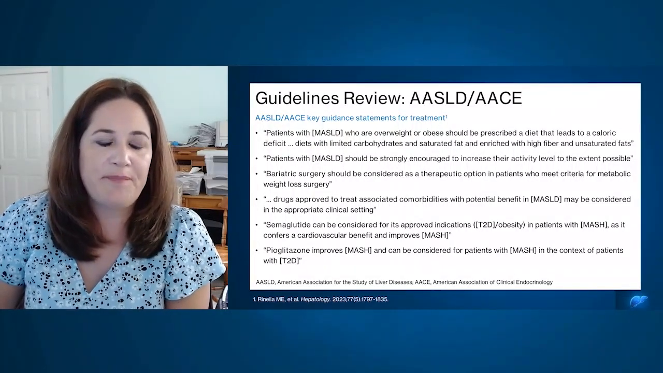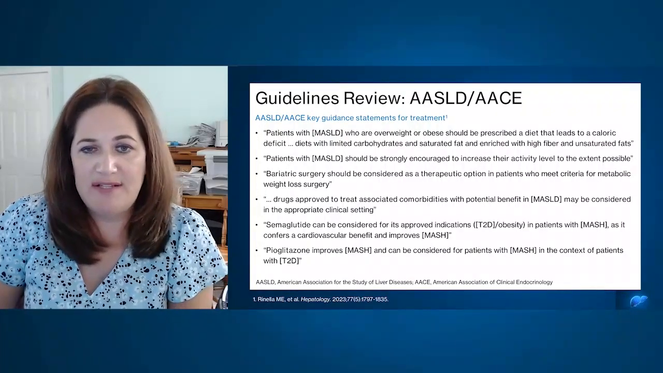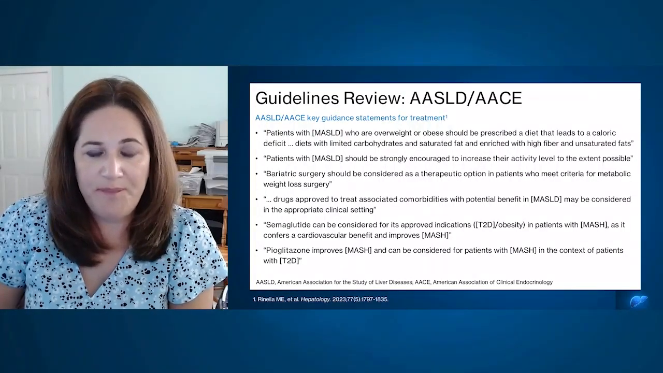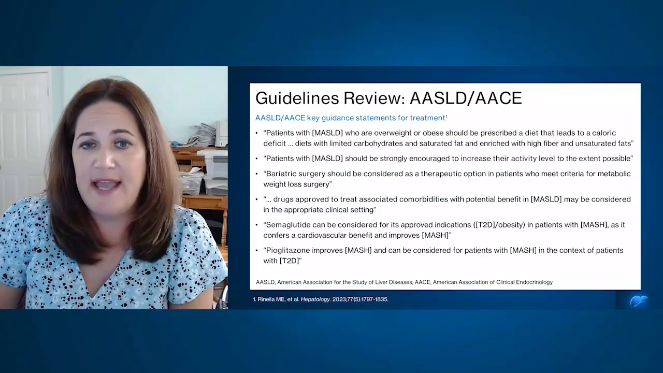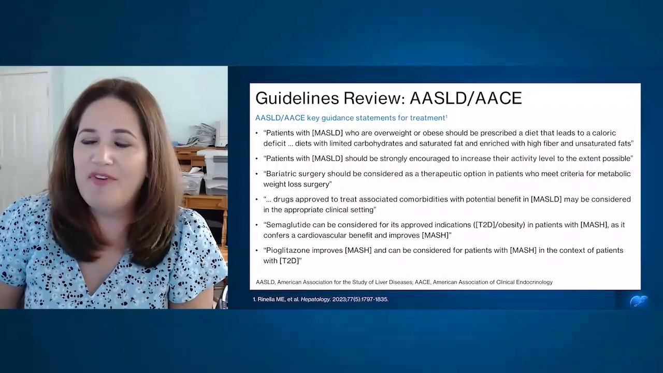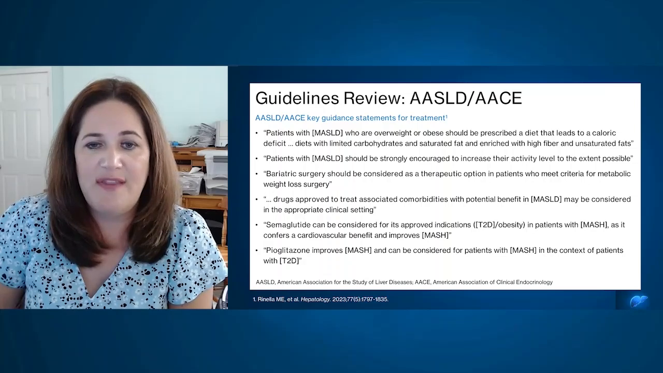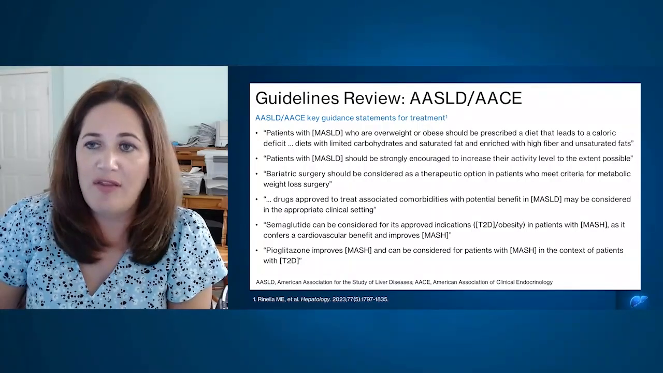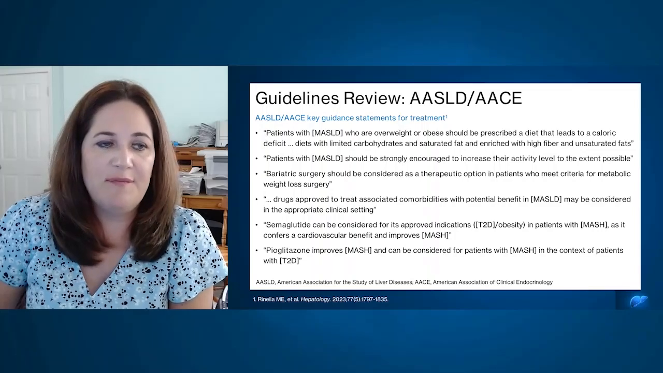Patients with MASLD should be strongly encouraged to increase their activity to the extent possible. We typically tell patients about 30 minutes of activity every day, but as you know, that is doable for some patients and it is not doable for others. And so just encouraging them to do what they can and start there, and doing it on a regular basis will build up that endurance.